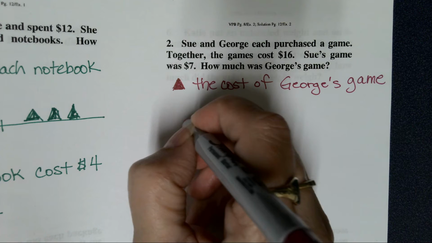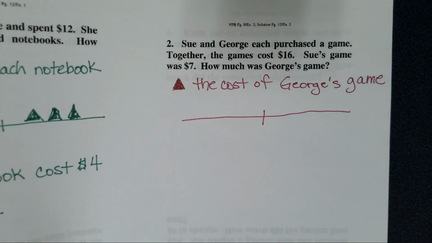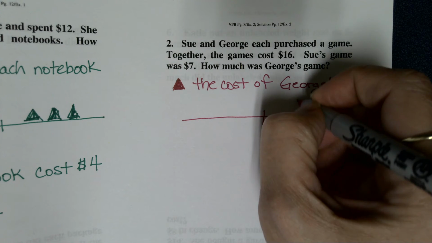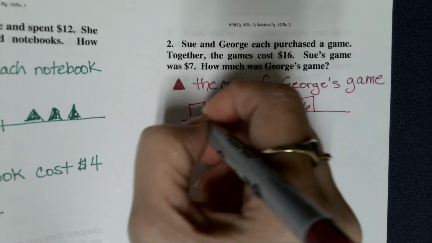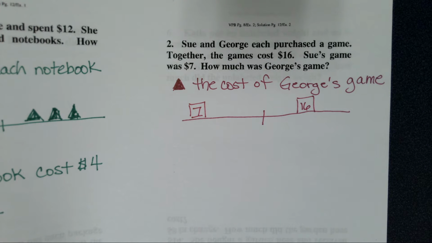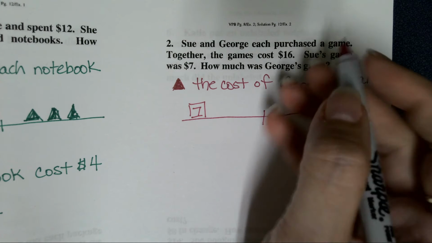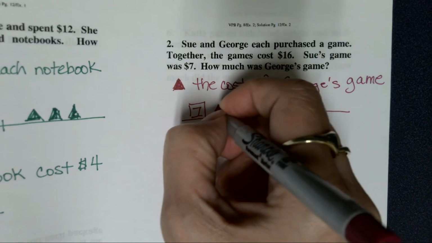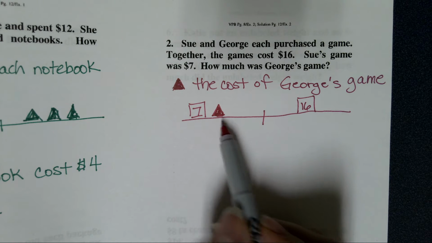So we're going to draw our balance now. Sue and George each purchased a game. So we know that what Sue and George purchased is going to be on the left. Together, the games cost $16. So our total is $16 over here. Sue's game was $7. How much was George's game? Well, we know that pawn is the cost of George's game. And it says that Sue and George each purchased a game. So we're going to have a pawn here for the cost of George's game, and then a 7 for the cost of Sue's game. So 7 plus pawn equals 16.